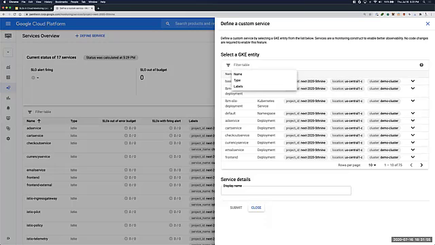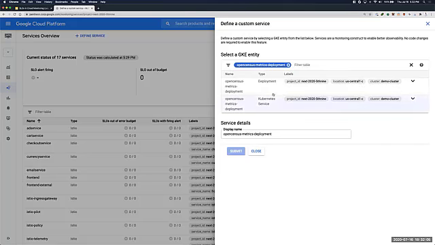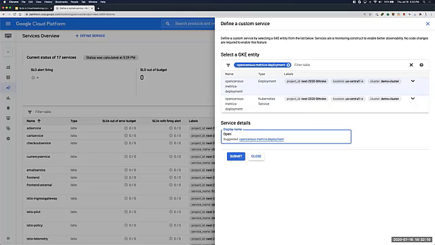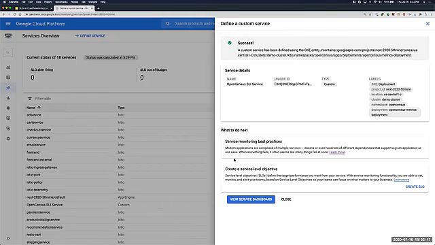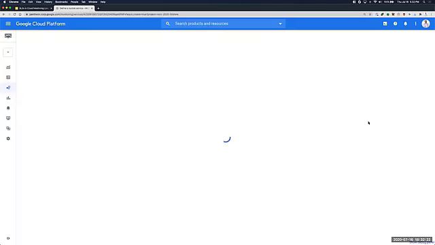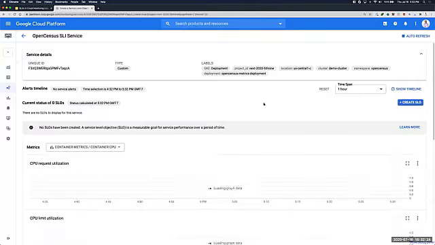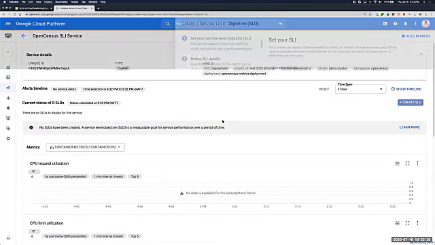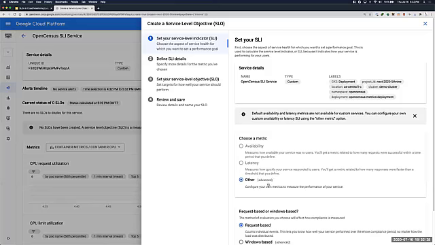Now, when I go back, I look for my OpenCensus metrics deployment. There's my deployment, and I'm going to create a service called my OpenCensus SLI service. That just creates the service. Now I can actually create the SLO for that service. When I go to create the SLO, I again have the option of using an advanced option to create a custom metric.